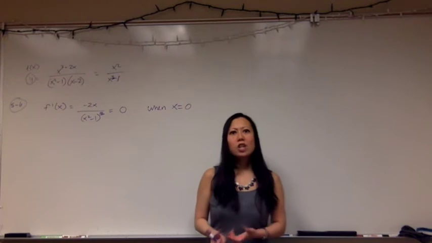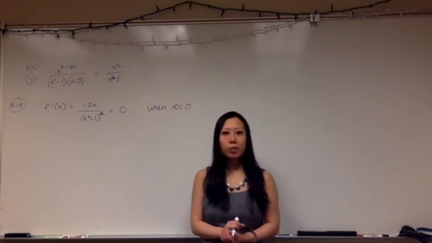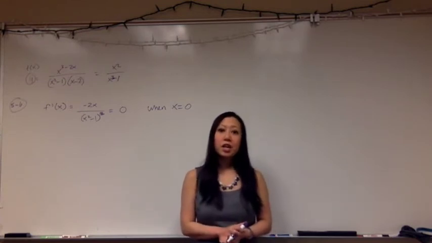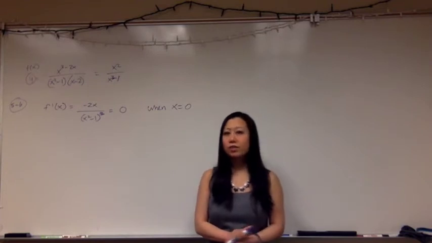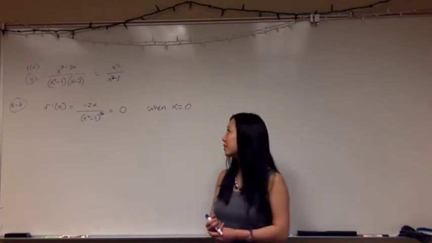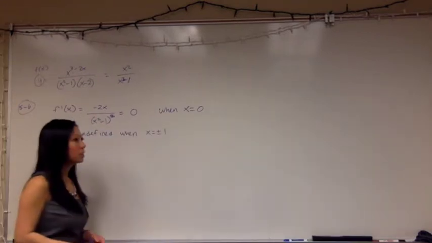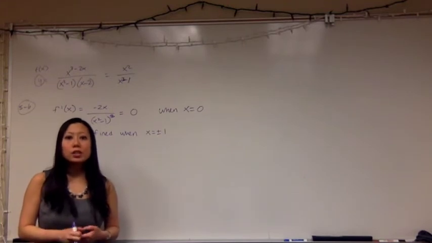Also want to check when the derivative is undefined, because we learned in section 4.1 that if I plug in some x value that makes the derivative undefined, but it's also in the domain of the original function, then it's still a critical number. So this derivative would be undefined when x equals plus or minus 1, but that's not in the domain of the original function, but we still want to include it on the number line, okay?